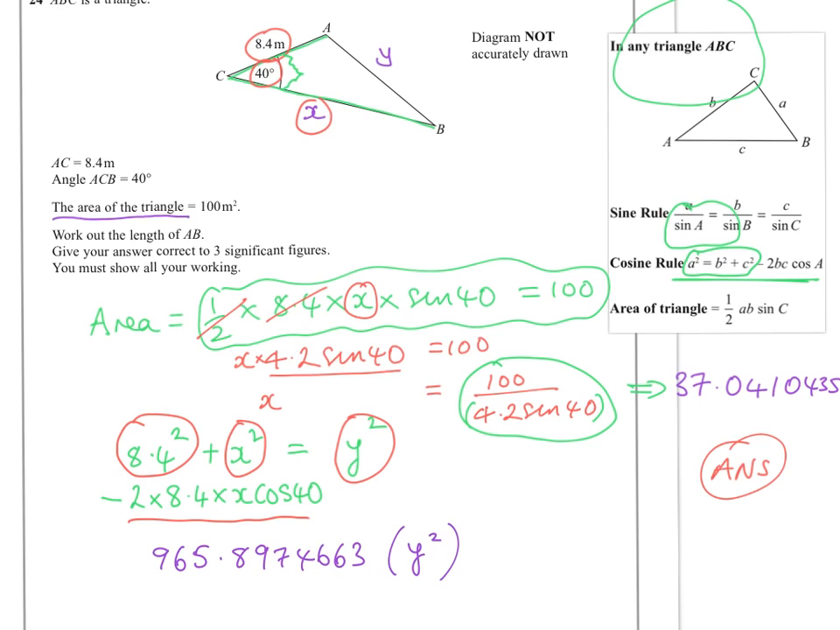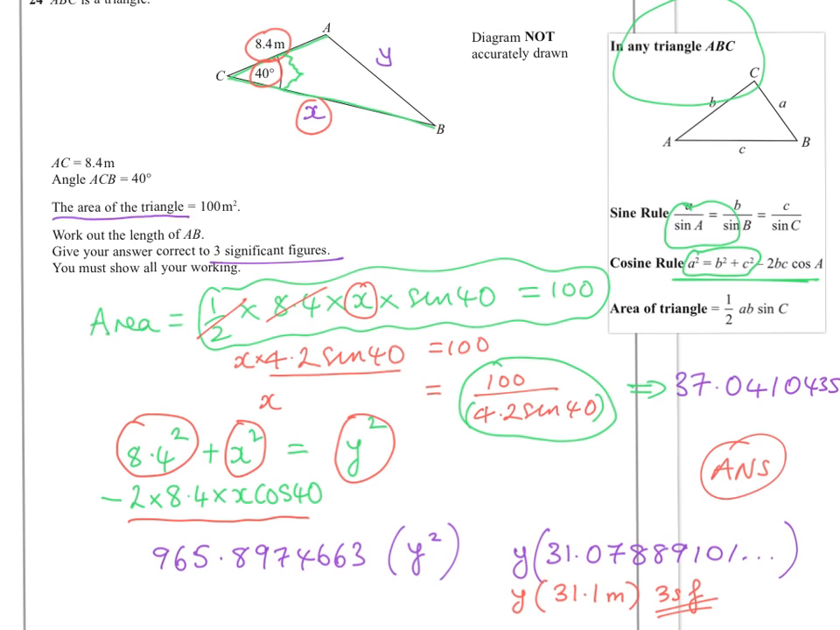We want y, so we're going to put that to the power 0.5 or use the square root button, and the answer I get for y, and it wants it to 3 significant figures, so I'll put out the whole amount on my calculator first, and so on, and then I'm going to round it to the 3 significant figures, so y would be 31.1, and I'll put the units in here, meters, and that is to 3 significant figures.